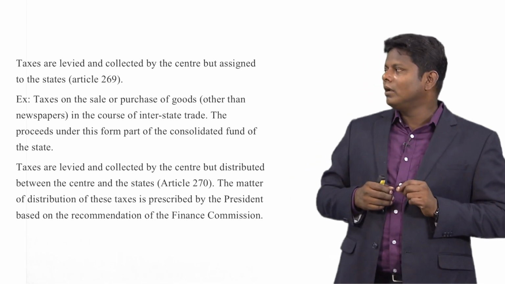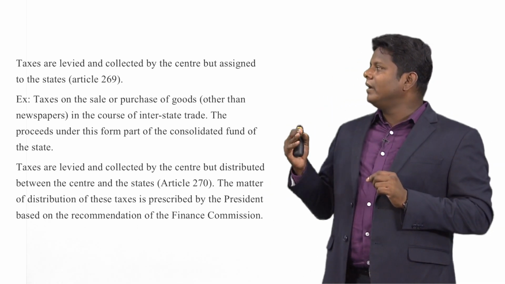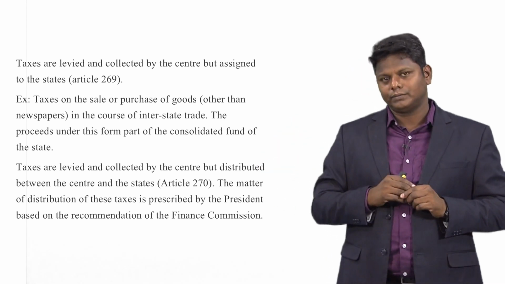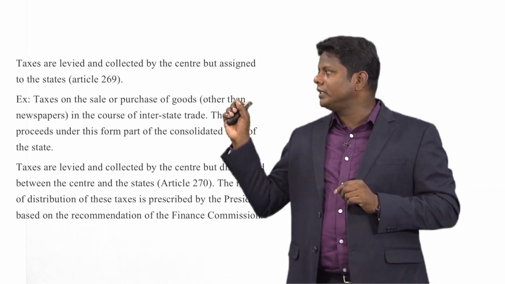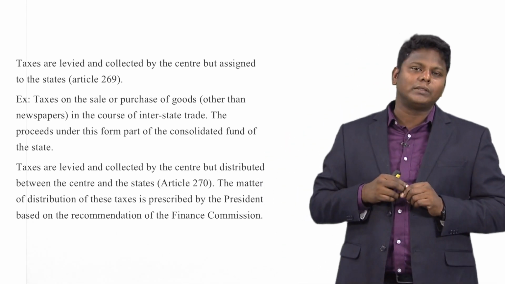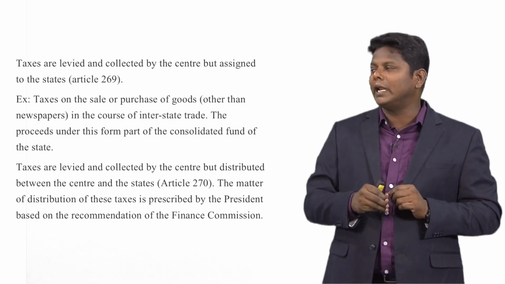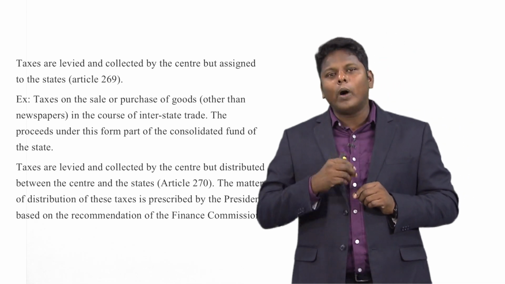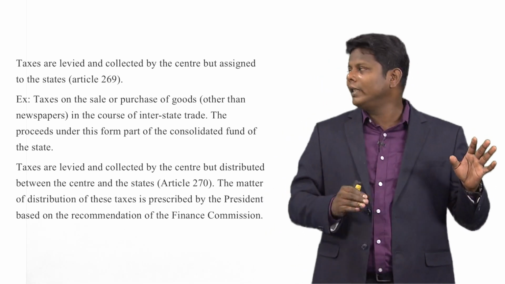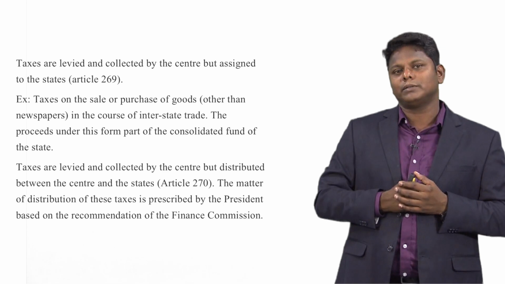The next one is Article 269, which says taxes levied and collected by the center but wholly assigned to the states. This Article 269 tells that taxes will be levied by the central government. Who will be collecting the taxes? The central government themselves can collect the tax. But they will not keep the money which has been collected as tax. They will give this money back to the respective state governments.